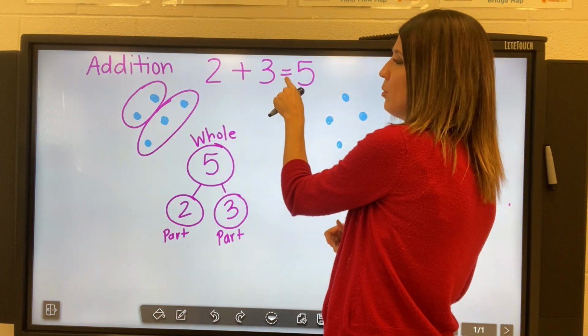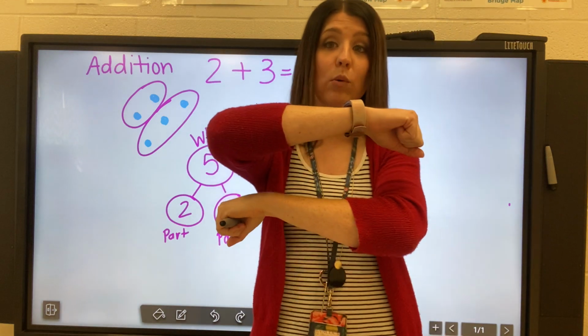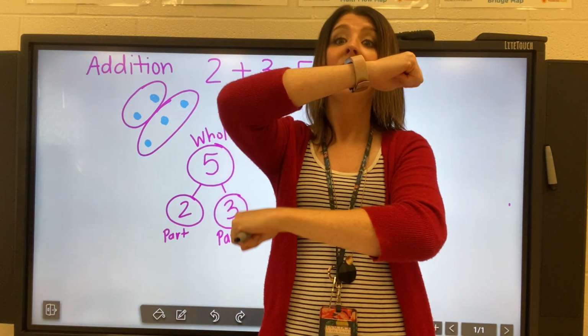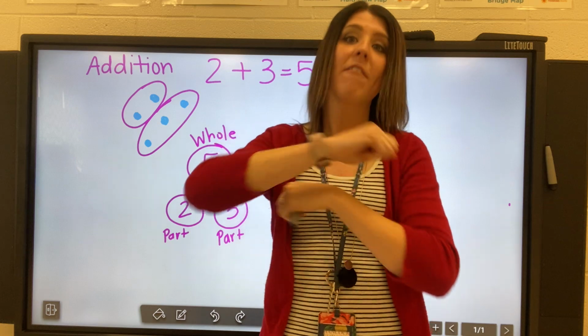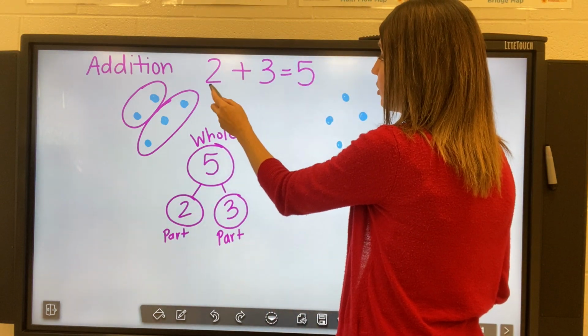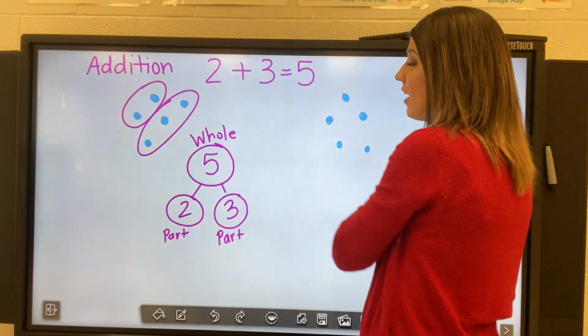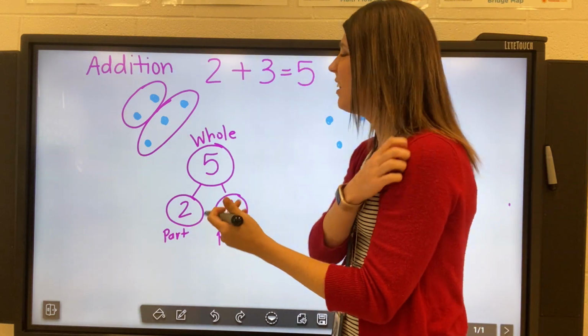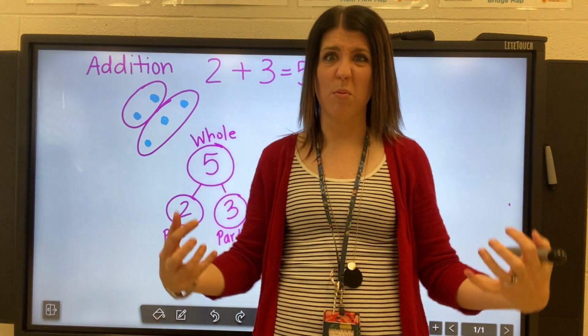Do you remember what I said this symbol is called? That's right, it's the equal sign. Do you remember what equal means? Equal means the same. Very good. Equal means the same. So Miss Plus Sign is bringing 2 and 3 together and they are the same as 5. Very good.